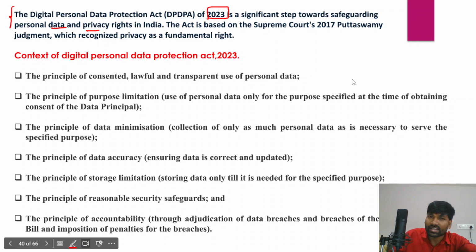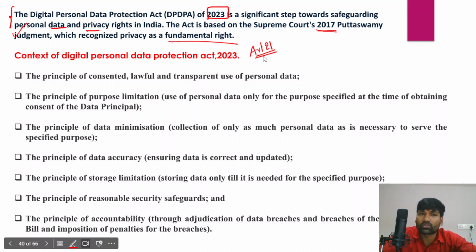And in fact, as I have told you, this Act is based on the Supreme Court's 2017 Puttaswamy judgment, and the 2017 Puttaswamy judgment recognized privacy as a fundamental right, which I have already explained to you, under Article 21 of the Indian Constitution. Right to privacy was recognized as a fundamental right.